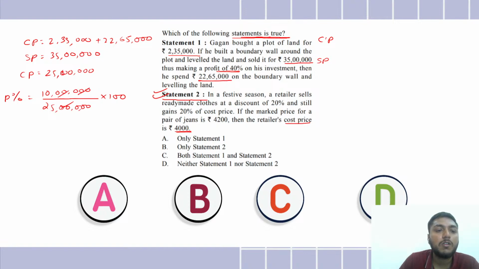So this gets cancelled out, and 25 4s are 100, and here we have 10. So 4 multiplied by 10 is what? 40%, right? In this question we are given 40% is the profit, and we are also getting the profit as 40% here. So we can see statement 1 is true. But currently we cannot say statement 1 is true, so the option is right, why? Because we have not checked statement 2 as of now. We have to check statement 2 also.